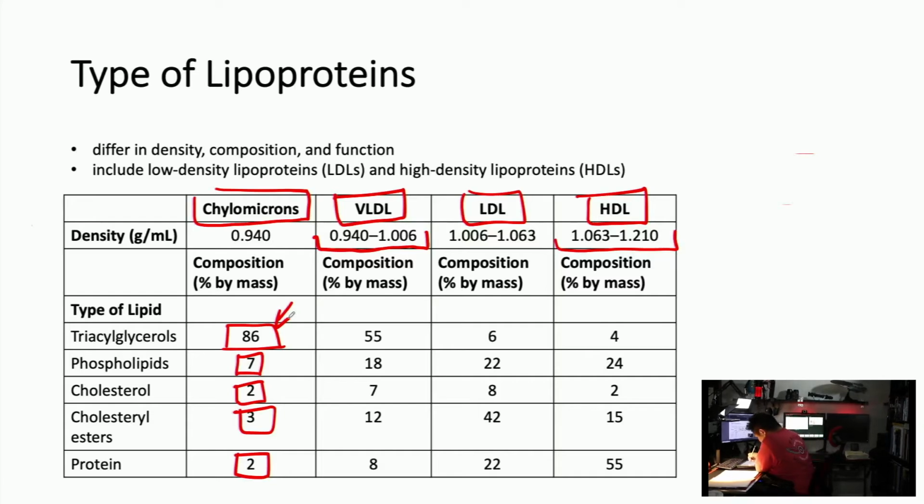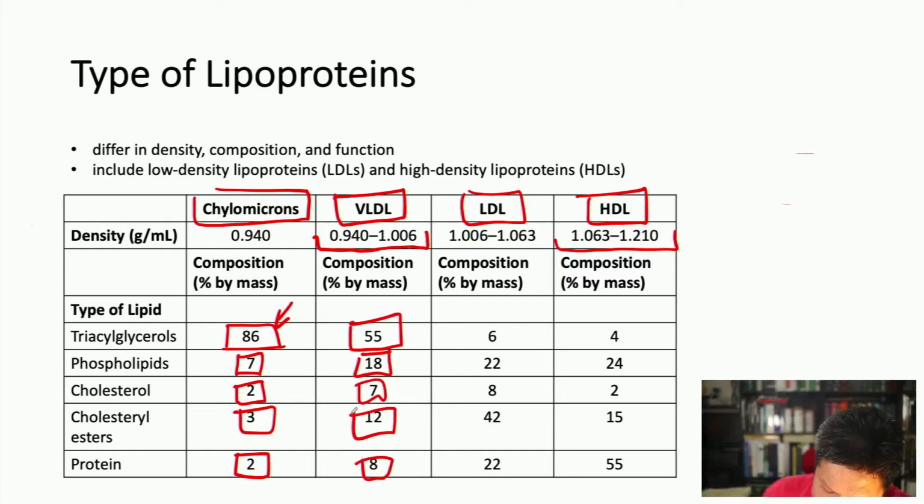Very low density and low density lipoproteins, right? Again, very low density lipoproteins have a very high percentage of triacylglycerols, right? Only 8% phospholipids, cholesterol, and protein. Those are the things that compose the membrane, right? And then 12% cholesterol esters. That's the broken down fatty acids from triacylglycerols that have been attached to a cholesterol molecule.